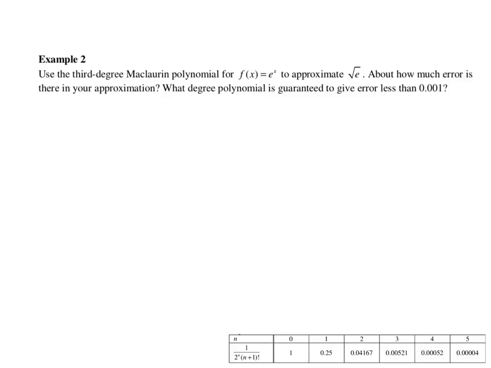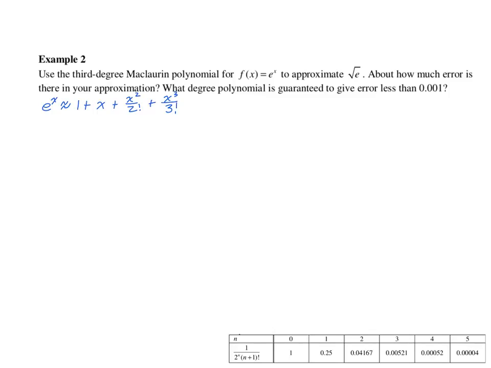All right, next example says use the third degree Maclaurin polynomial for f of x equals e to the x to approximate the square root of e. First thing we need to do is write out the Maclaurin polynomial for e to the x. So e to the x is approximately 1 plus x plus x squared over 2 factorial plus x cubed over 3 factorial.